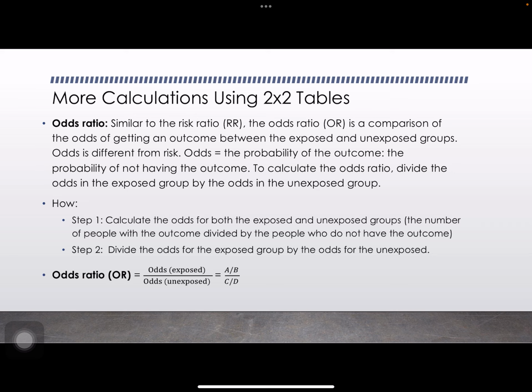The next set of calculations you'll be asked to do with your 2x2 tables is finding an odds ratio. An odds ratio is a comparison of the odds of getting an outcome between the exposed and unexposed groups, while risk ratio compared the risk. Odds is a ratio between the probability of having an outcome and the probability of not having an outcome.